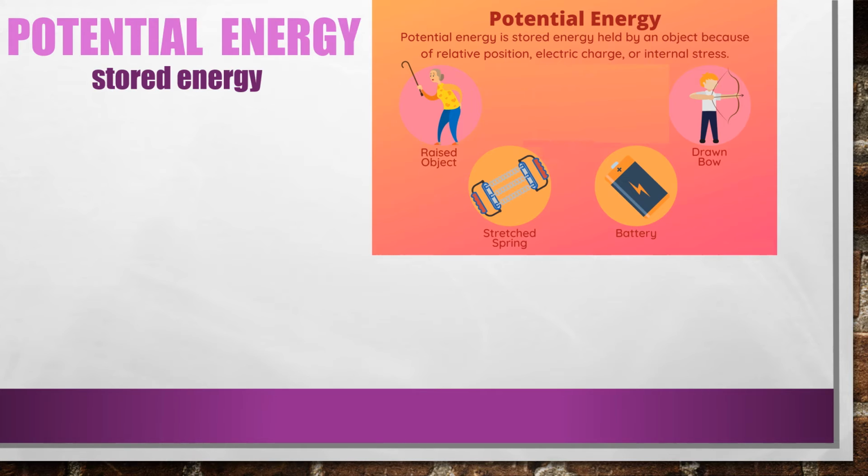So the raised object, such as the lady with the cane, has potential energy. If it's laying on the ground, it's really not going to hurt you. But if she raises it up above your head and drops it, it's going to hurt you because it's then released. But the higher it goes, the more potential energy it has, because we know free fall is going to consistently increase by 9.8 meters per second squared as it's falling towards the earth.